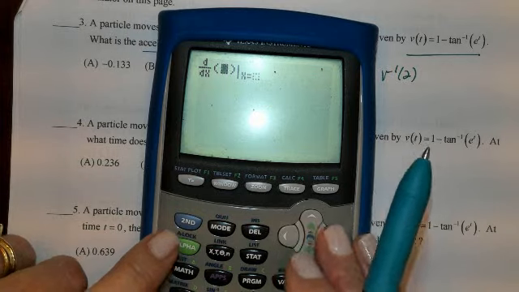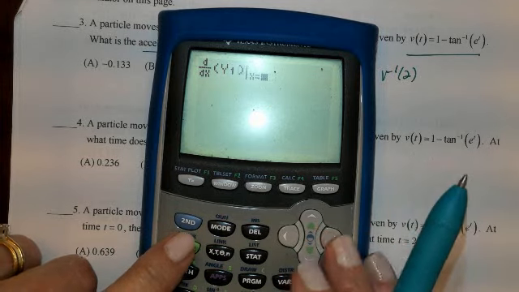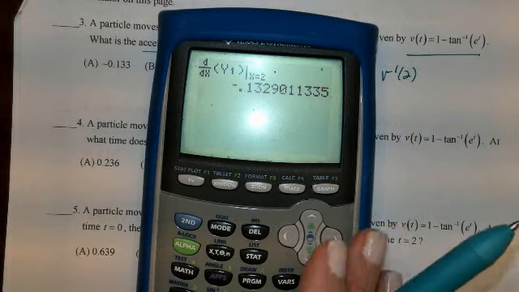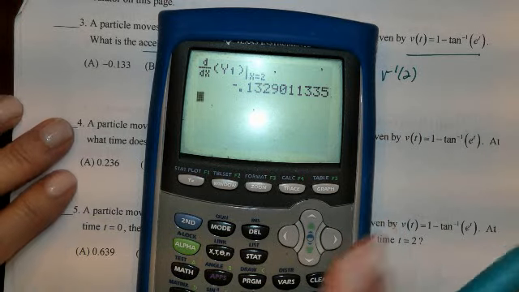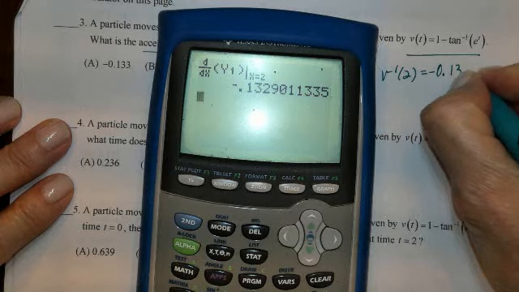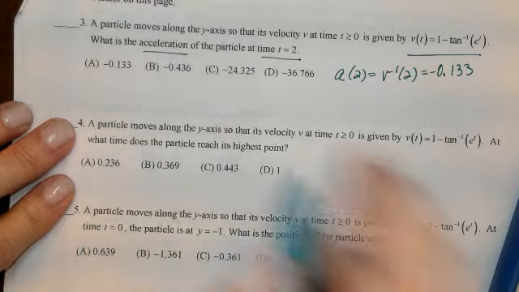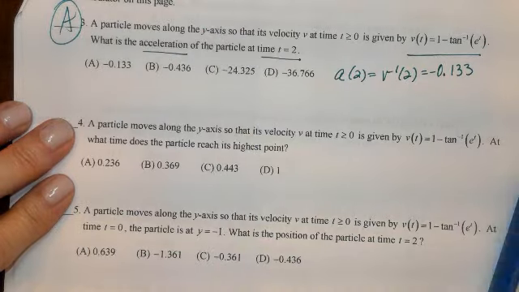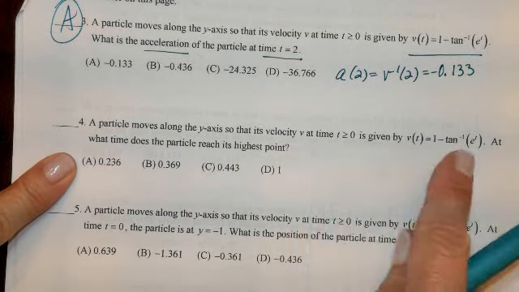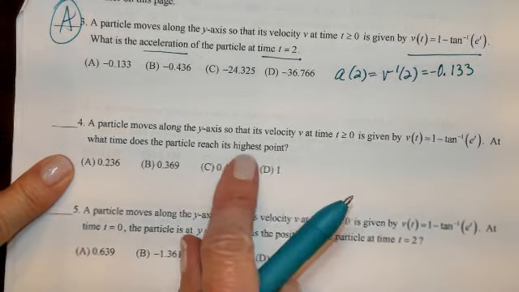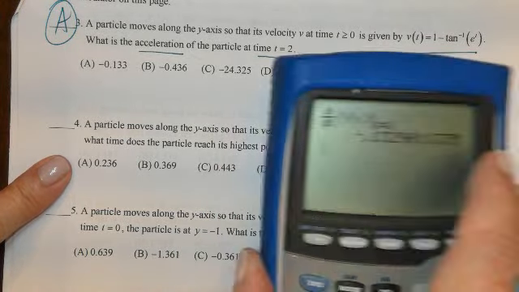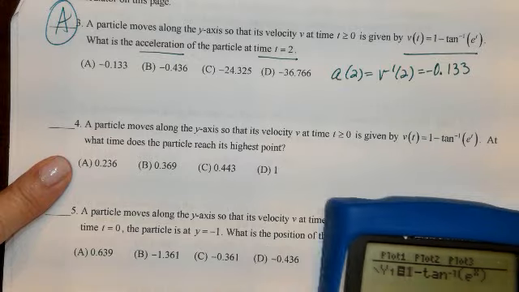So now here I can just put y1, and then I want this evaluated at time 2. So negative 1.3, I'm sorry, negative 0.133, and that is A, and we go on. Okay. All right, same intro to this. At what time does the particle reach its highest point? Its highest point.